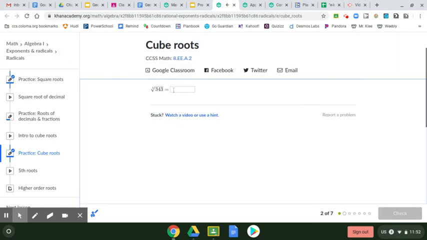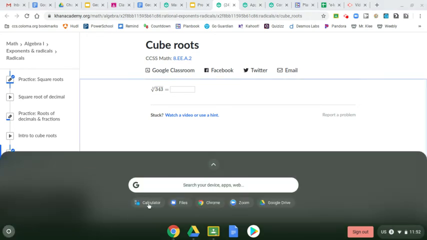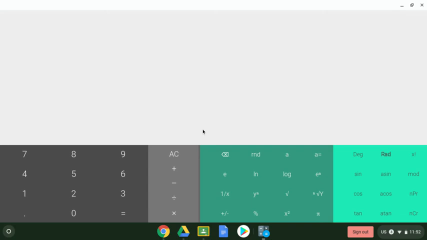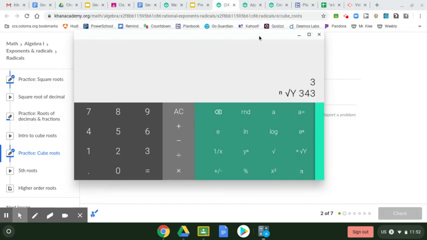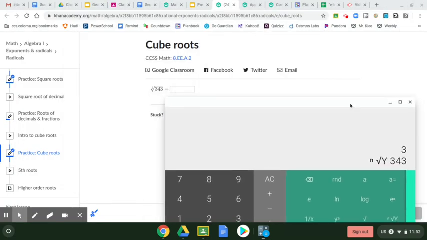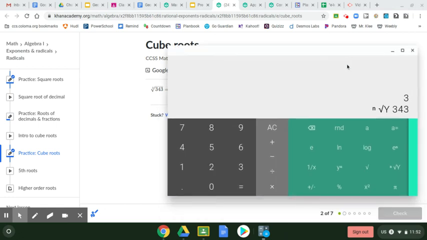A little bigger one. Not everyone is going to have 343 memorized, so we're going to pull up our calculator. We're going to type 3. We're going to hit n root y, and our number was 343. And I would probably split screen this myself as I'm showing you. Go ahead and hit enter, and it's 7.